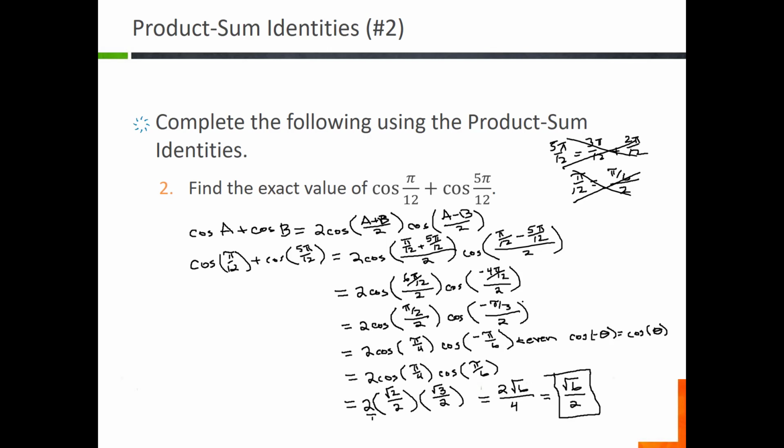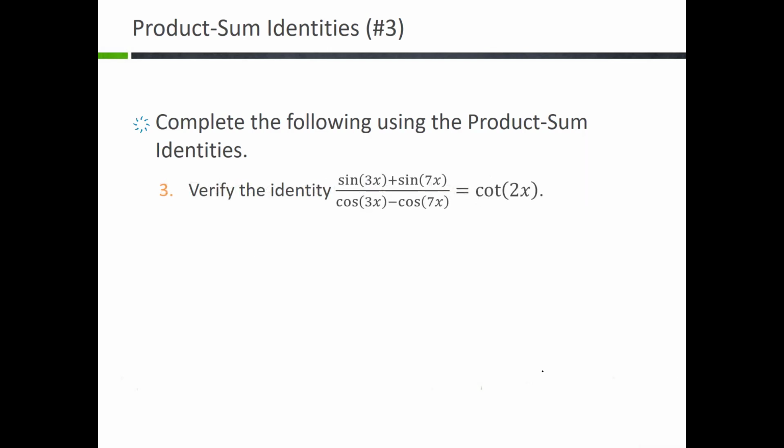And again, we could have gotten the same answer using the other methods. It may have been a lot harder to come up with such a nice answer though. So these identities were really helpful in this case. All right, let's look at one more example. Let's look at how we can use these product to sum identities to verify a trig identity.